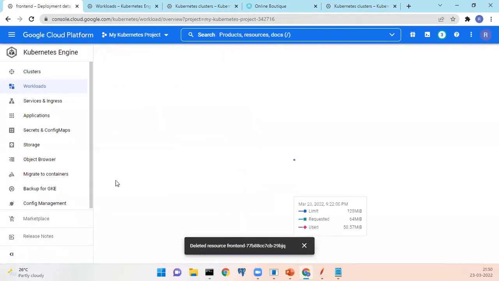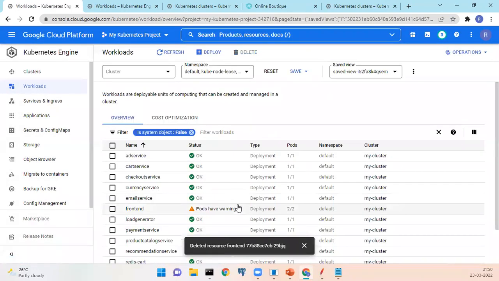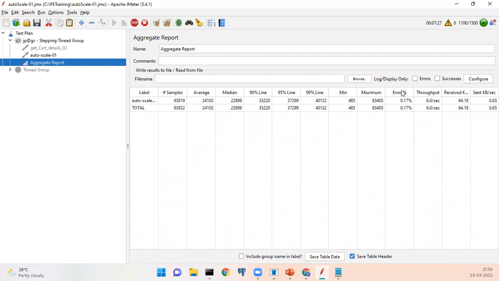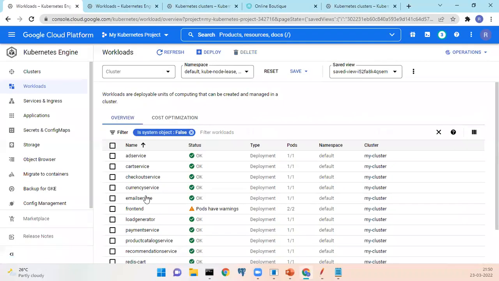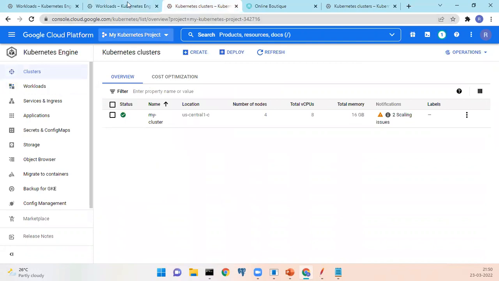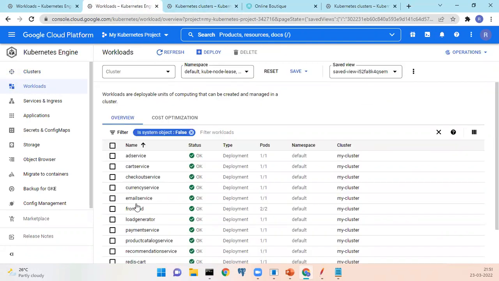So one pod is deleted. There were two pods. Here I can see there is an error message saying that pods have warning. Can we see if there is any error in the Jmeter? Yes, there are some errors in the Jmeter. It means whenever one of the pods crashes, whatever transactions were assigned to that particular pod have to be taken care of by the application. Basically, we have to retry so that there will not be any errors in the application. That is the kind of logic we have to implement, but that is not yet implemented in this particular case.